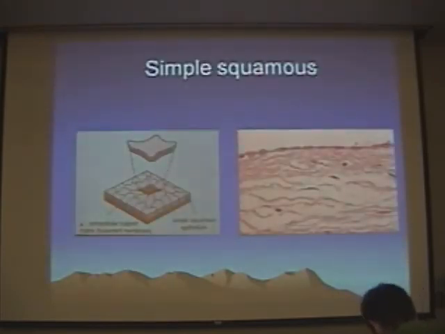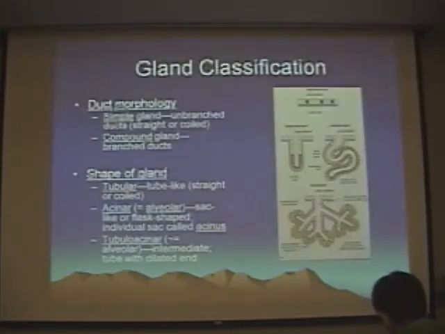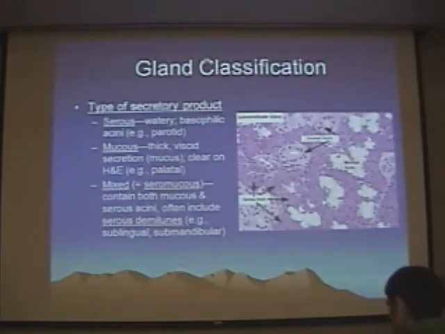And then there's different types of epithelia. I'm running out of time, so I'm not going to go through the types. You should be able to identify them or classify them if I ask you to. Same for ducts. You should be able to identify ducts.